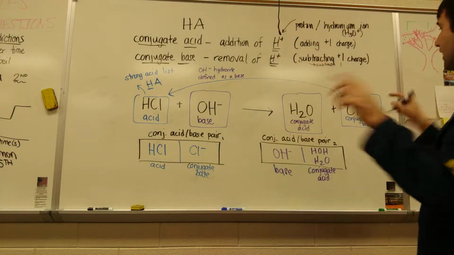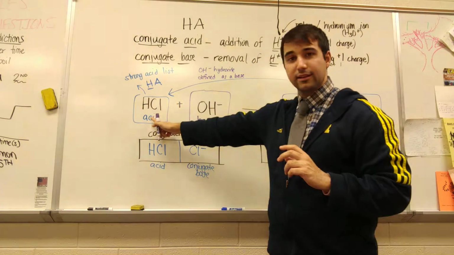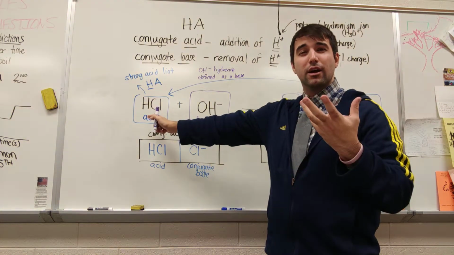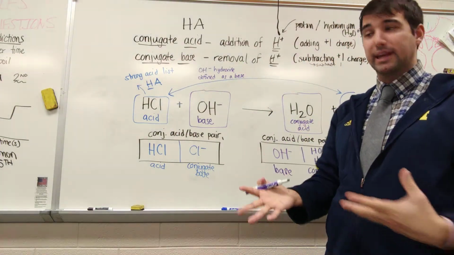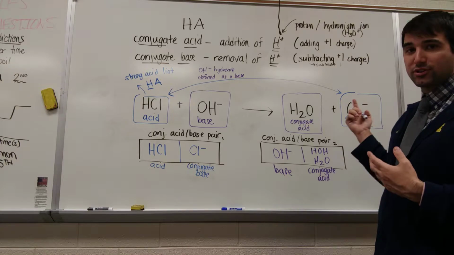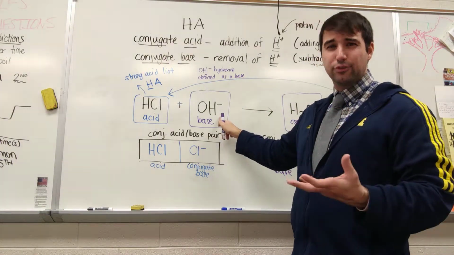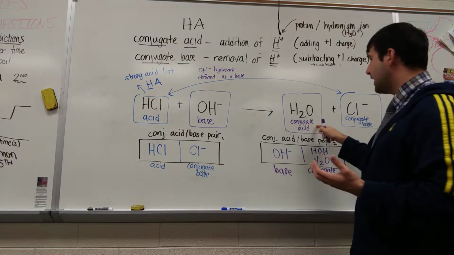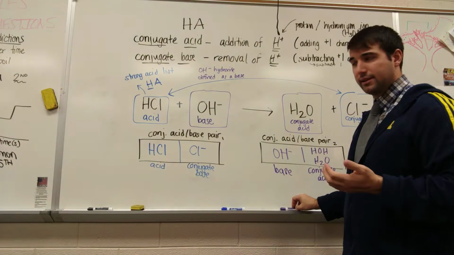There are two conjugate acid-base pairs, right? This is my acid, my HCl. If it's an acid, the only thing it could do for right now is be a conjugate base. So I got my conjugate base, which is Cl minus. For my OH minus, the only thing it could do right now is become a conjugate acid, which is my H2O. Let's do another example.